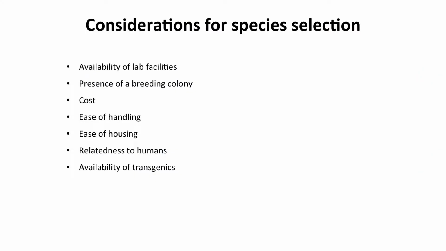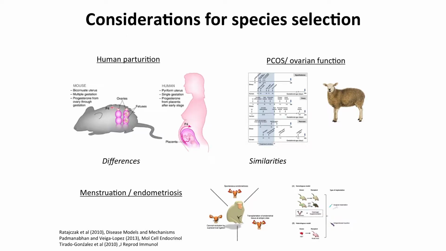There are many different considerations that you need to bear in mind when selecting a species as an animal model. These include the availability of lab facilities, presence of a breeding colony, the cost, ease of handling and housing, the relatedness to humans, and also the availability of transgenics if you want to go down the genetic route. There are many differences and similarities within species that you need to think about when selecting your animal model.